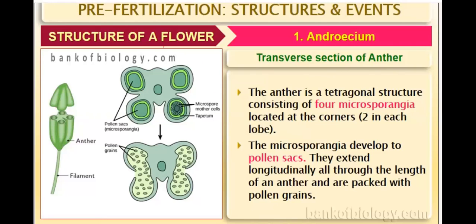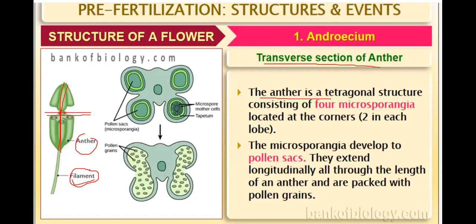Now we'll be discussing the transverse section of anther. A stamen is divided into filament and anther. If we cut this anther in this horizontal way, we'll get a transverse section. If we cut in this way, we'll get a longitudinal section. So this is the transverse section, and this is the longitudinal section.